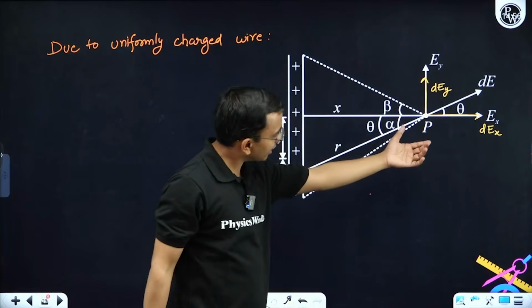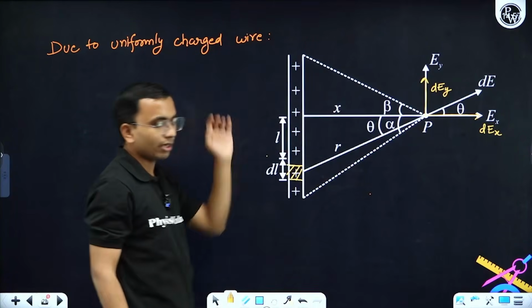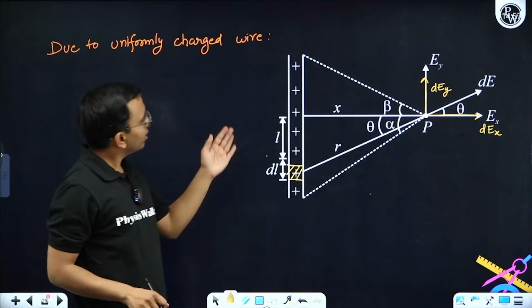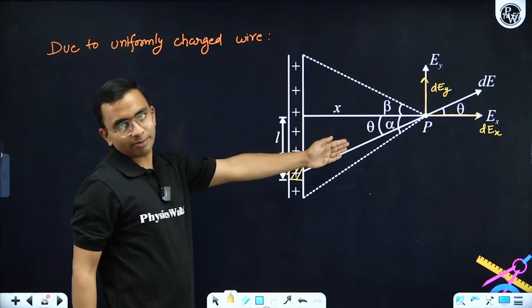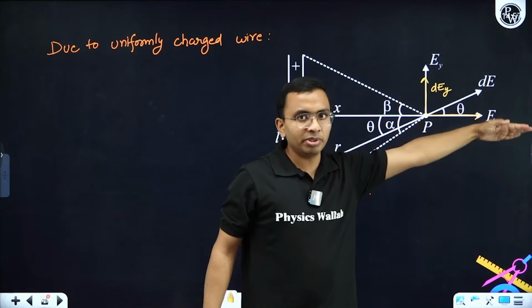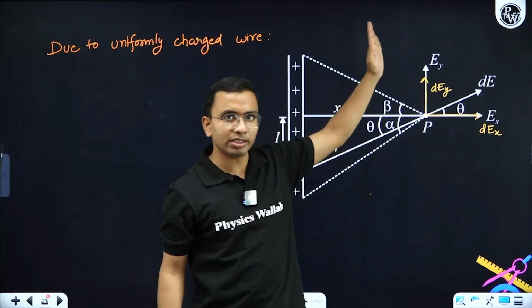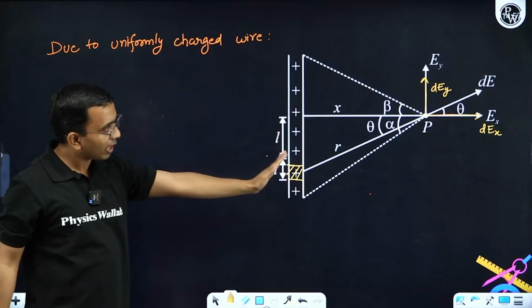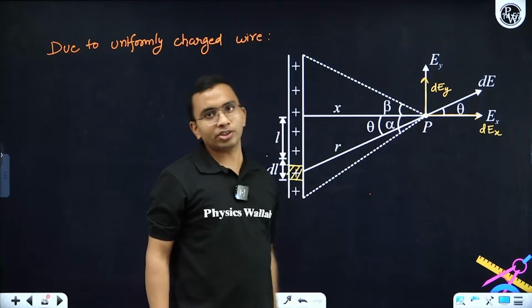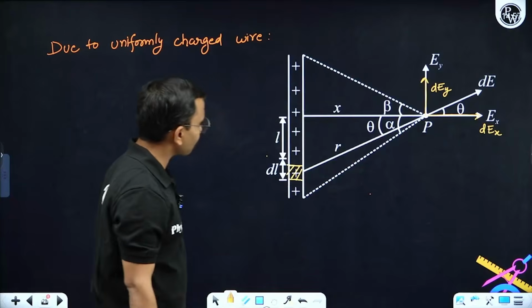We'll integrate dEx and dEy to find the horizontal and vertical components of electric fields there. Here alpha and beta are not same. If alpha and beta are same, only horizontal electric field will be there, vertical will cancel out from symmetricity, we can say. But alpha and beta are not same, so in horizontal direction also there will be electric field, in vertical direction also there will be electric field.